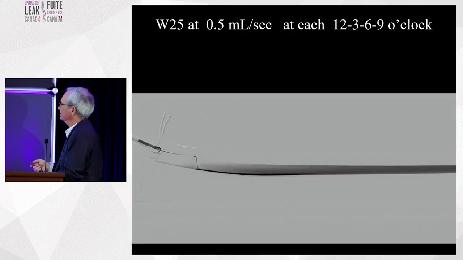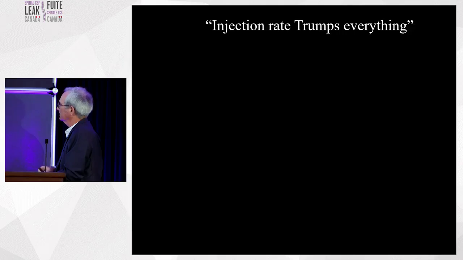Positioning, by the way, makes no difference. Doesn't matter whether this side hole is aimed at the top or the bottom. You still end up with this type of dilute layer on top of the thicker layer, the denser layer you're looking for. Injection rate trumps everything, okay?